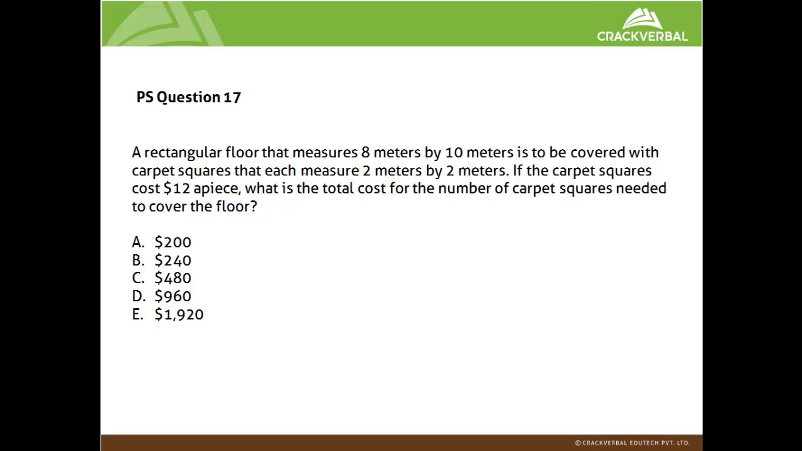The question says a rectangular floor that measures 8 meters by 10 meters is to be covered with carpet squares that each measure 2 meters by 2 meters. So if the carpet squares cost $12 apiece, what is the total cost for the number of squares needed to cover the floor? The question is asking you for the total cost of the number of carpet squares.